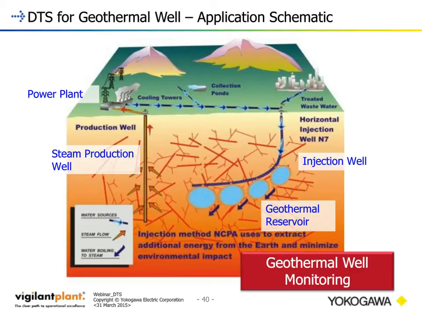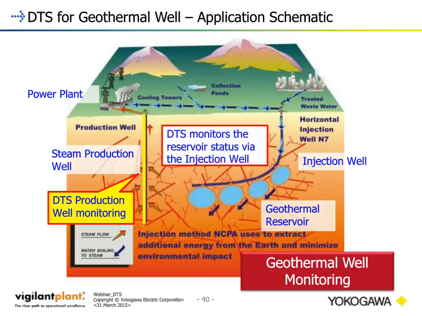Here's just another schematic to show a typical arrangement, possibly where you're actually using maybe treated wastewater from a municipality in an injection well into the geothermal reservoir. Then your steam production well is monitored, and DTS is able to give you basically a continuous cyclic monitoring of the entire process. So your operations people are able to see the amount of recovery, the amount of water usage, and the conversion efficiency within your reservoir.